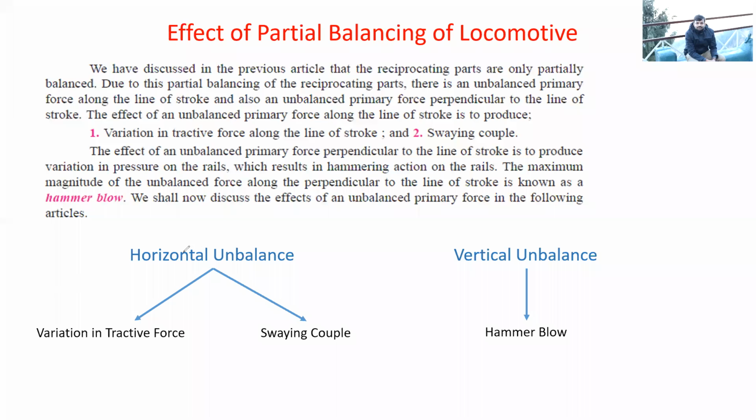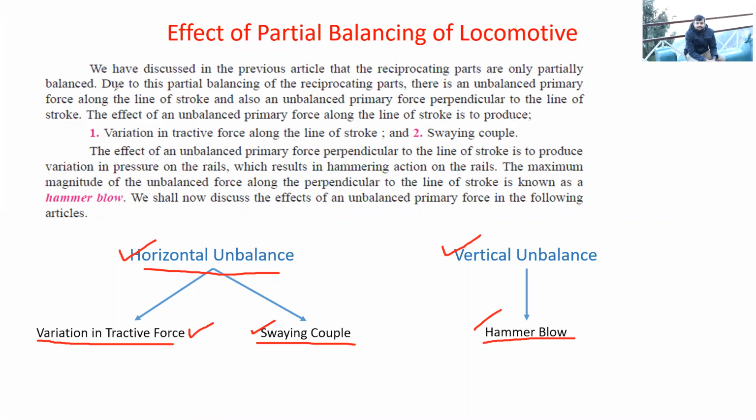Okay, so the horizontal unbalanced force, the component of unbalanced force which is in the horizontal direction, will have two effects. That is, the first effect will be variation in tractive force, and the second effect is that it will produce a swaying couple. Okay, so these are the effects of the horizontal unbalanced force, and the vertical component of the unbalanced force would be producing a hammer blow. Now, what is meant by all these three things, we will be studying in the further slides in this lecture.